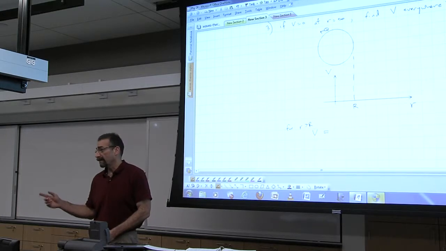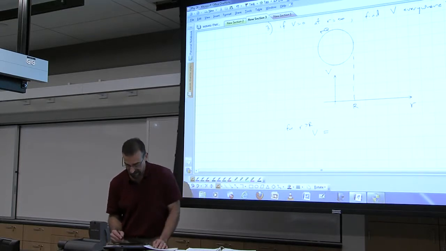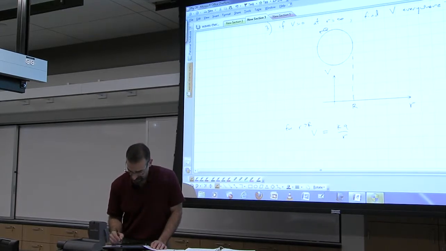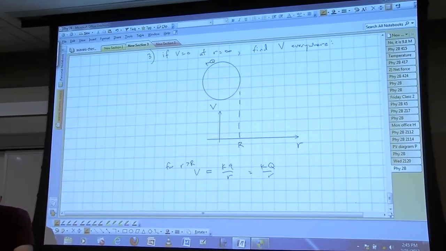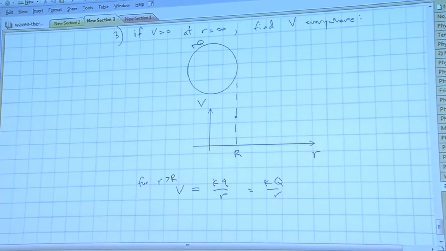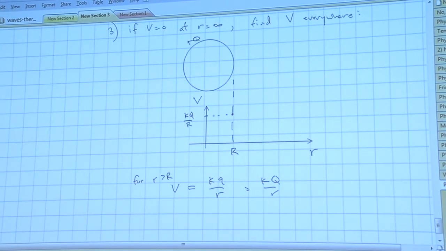But we're outside right now. And anytime you are outside of a spherically symmetric charge distribution, what do you do? Treat it like a point charge. What's the potential from a point charge? KQ over R. So it's just KQ over R, and when we get to the surface, it is equal to KQ over capital R. And it drops off as 1 over R as we move away. It goes to 0 as we go to infinity. Something like that, right?